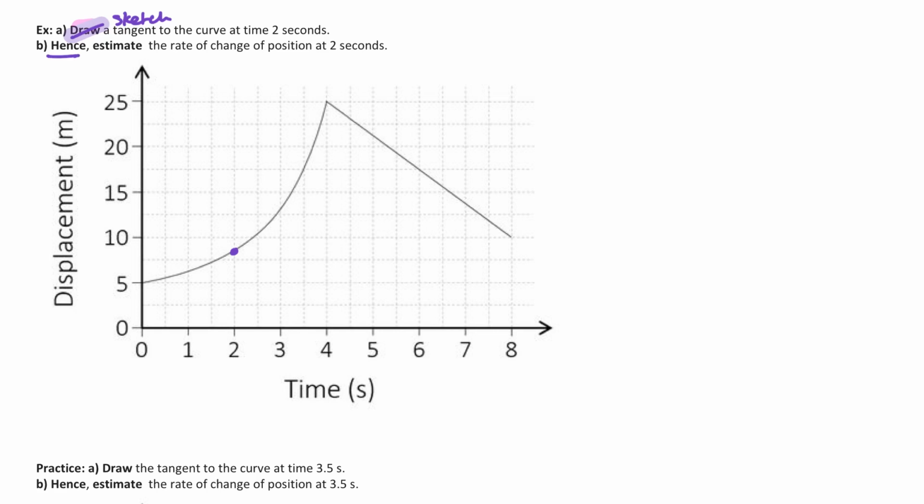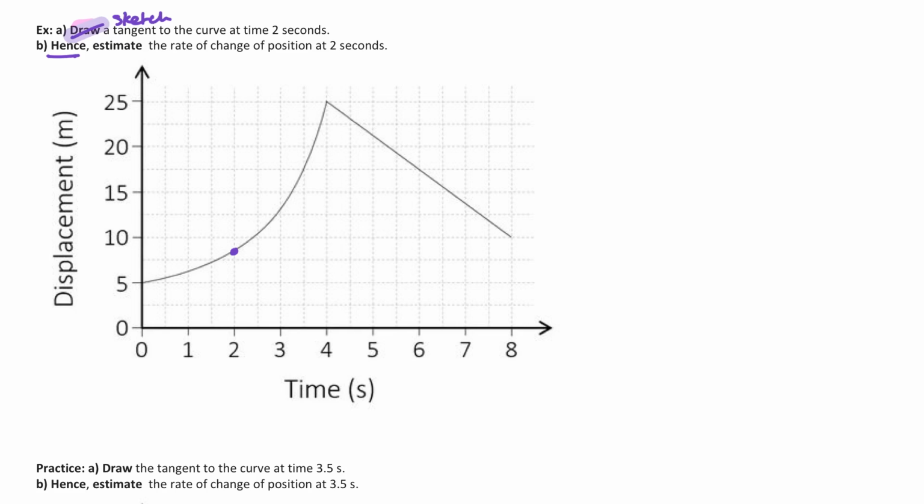Whenever we use the terminology hence, it means you have to use the information from previous parts of the question to answer this. So we need to use information from the part A, and we want to estimate the rate of change. Estimate means that because you're not going to be doing things perfectly and you don't have perfect numbers here, your final answer will be in a range of different values. So it won't be one exact value.